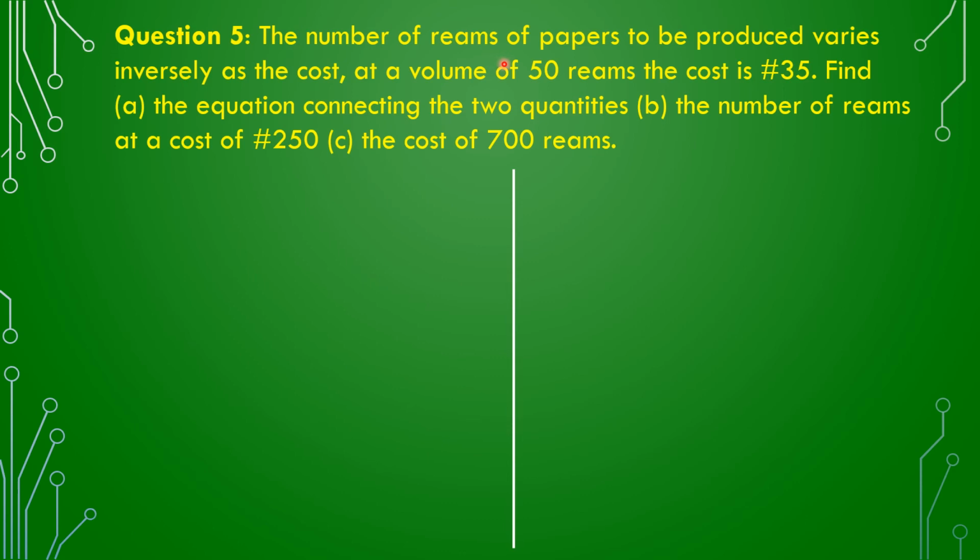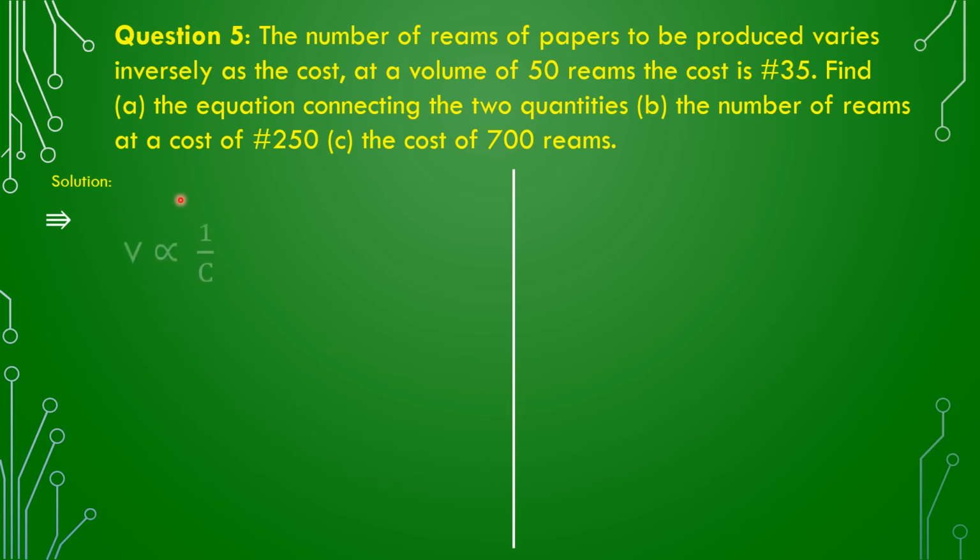Now let's take the last question, question 5. It says the number of reams of papers to be produced varies inversely as the cost. At a volume of 50 reams, the cost is 35 naira. Find A, the equation connecting the two quantities. B, the number of reams at a cost of 250 naira. And C, the cost of 700 reams. When you come across a question like this, don't be confused. Take your time to pick out the parameters.